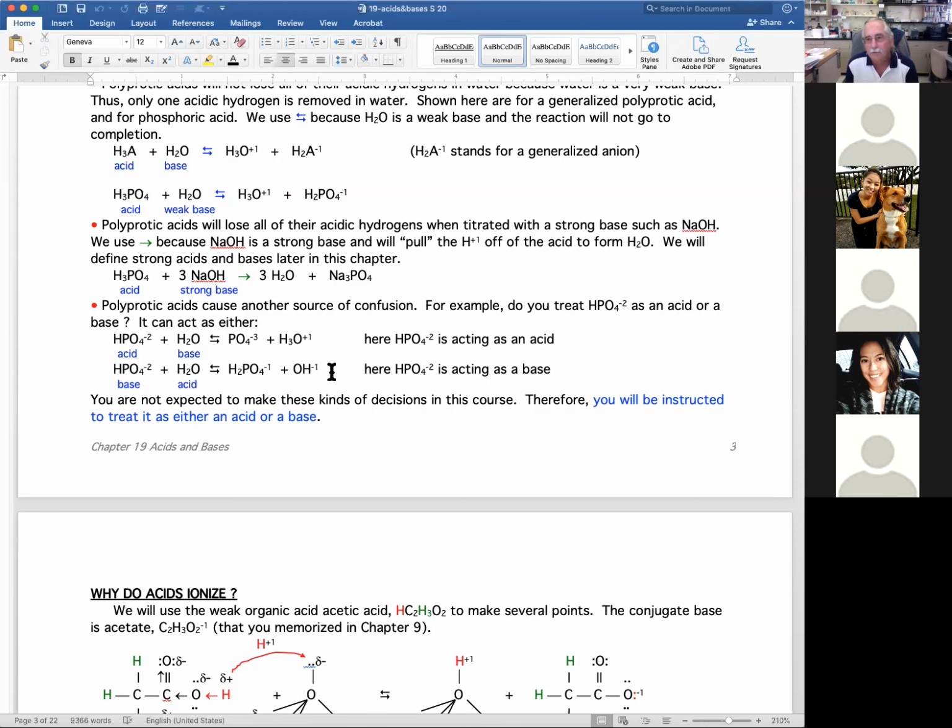So here's something that faculty don't quite understand: this is a point of confusion for the students. How would you know what to do? Treat it as an acid or a base? Well, you have to have years of experience, and then it just becomes natural. But you guys don't have years of experience. So what I'll do is tell you to treat it either as an acid or a base, just to make it less confusing.